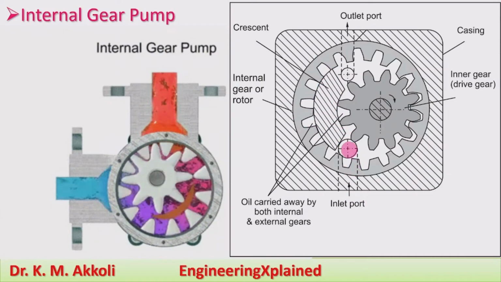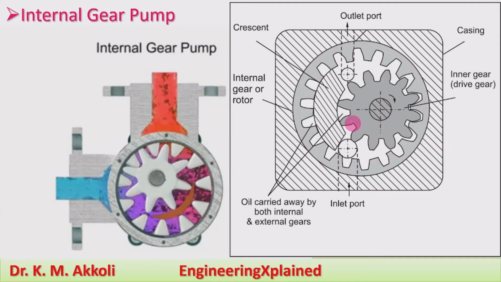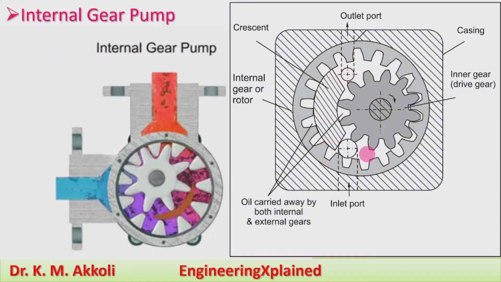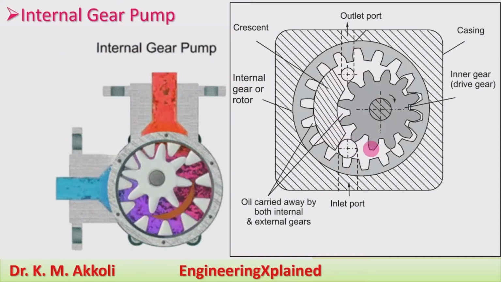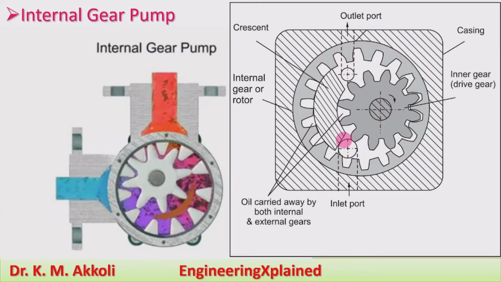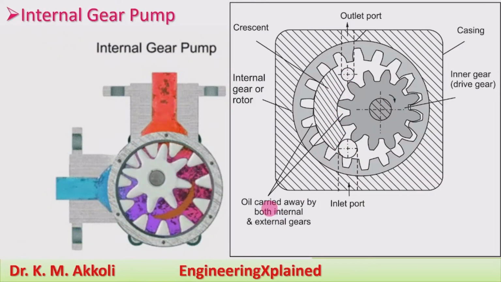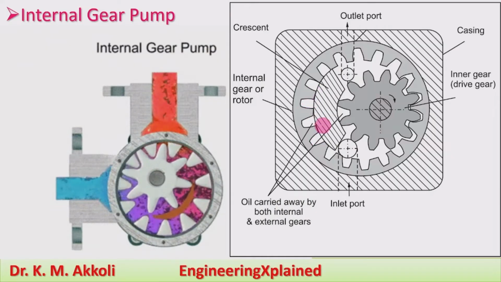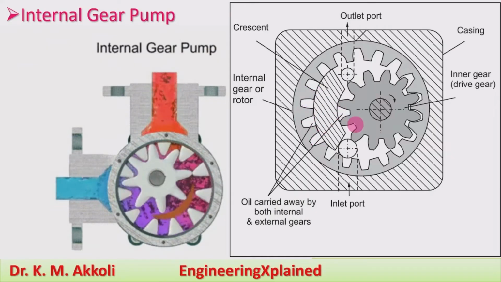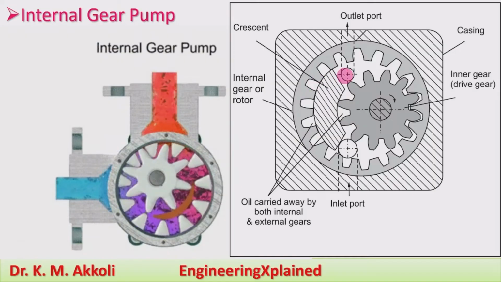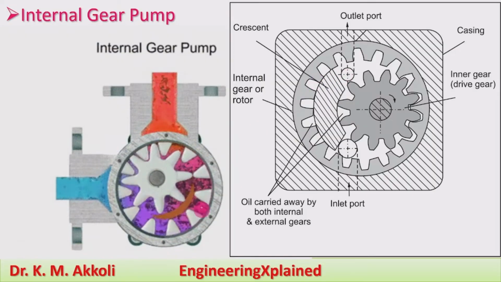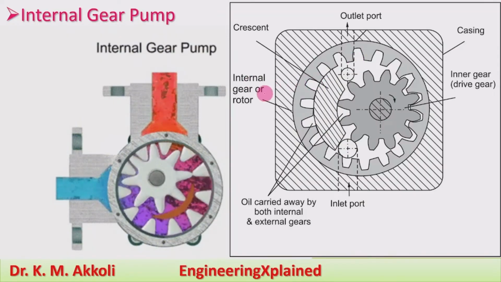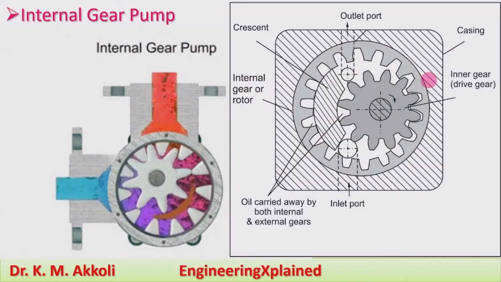Then this is the inlet, and due to the disengaging of the gears, a space or a vacuum forms here, and due to that oil will be carried in this direction. The oil is carried away by both the internal and external gears. Here outside of the crescent, and also inside of the crescent, the oil will be carried around. The same way here we can see, and this oil is carried here by the internal gear or rotor.